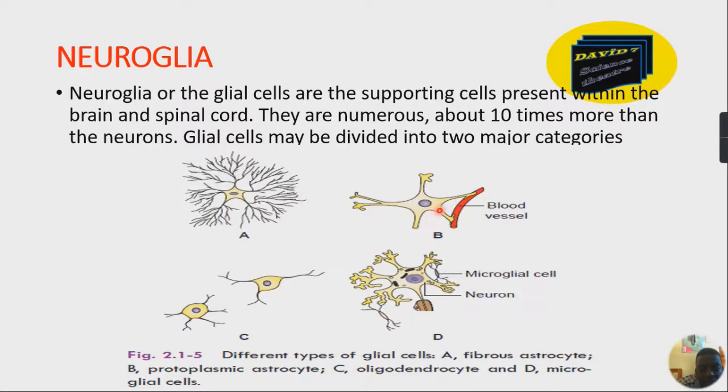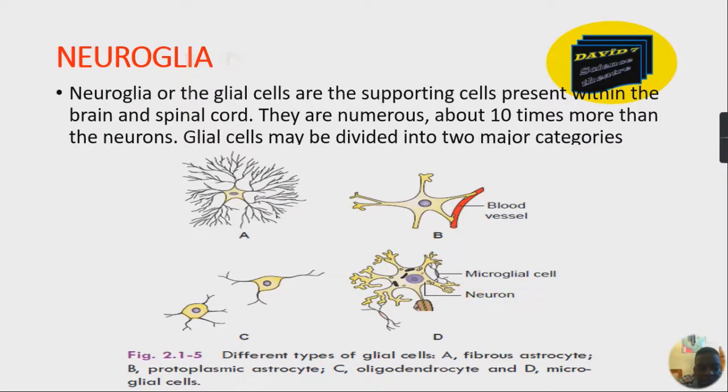Then the B is the protoplasmic astrocyte. Then C is the oligodendrogliocyte. This one. And the D is the microglial cell. Okay, so this is a microglial cell. If I have the neuron here, the supporting cell here is the microglial cell. You can see it here.